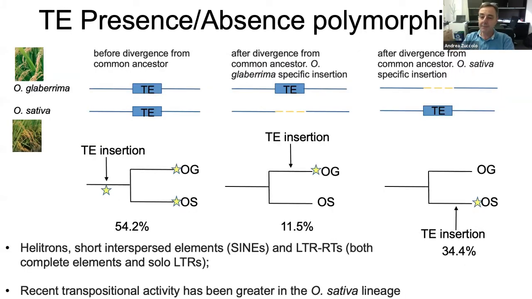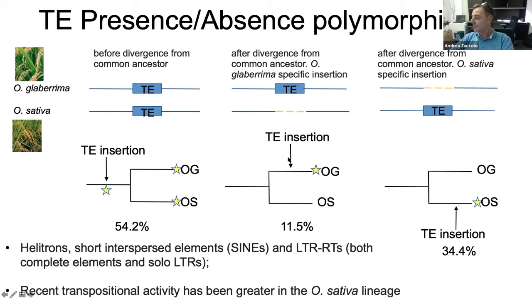Then we studied the insertion of these elements in the two genomes, trying to figure out which of them occurred before the speciation of Oryza glaberrima and Oryza sativa. So how many inserted in the last common ancestor between the two? Basically, that happened for 54.2% of the TEs we considered.